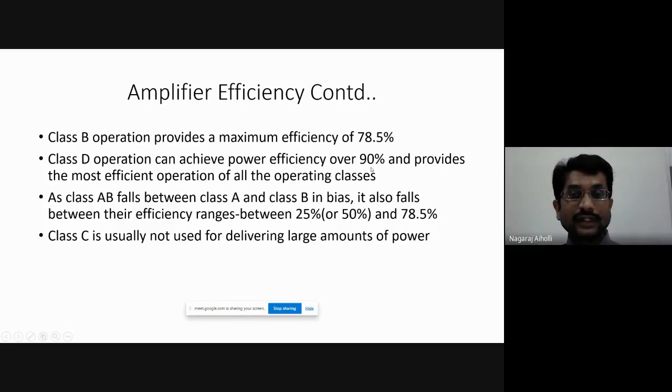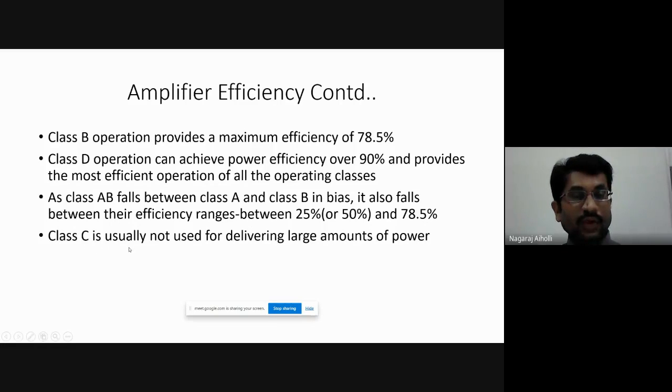It is 90%. Then class AB, it is in between that of class A and class B, just as we discussed. Class AB is in between class A and class B type, and its efficiency is also in between class A and class B type. Class A efficiency is 25% or 50%, and class B efficiency is 78.5%. The efficiency of class AB is in between that of class A and class B power amplifiers. That is, it is in between 25 or 50% and 78.5%.